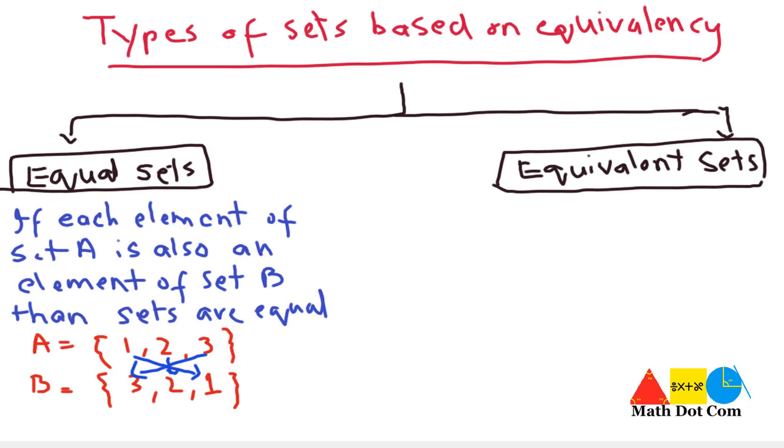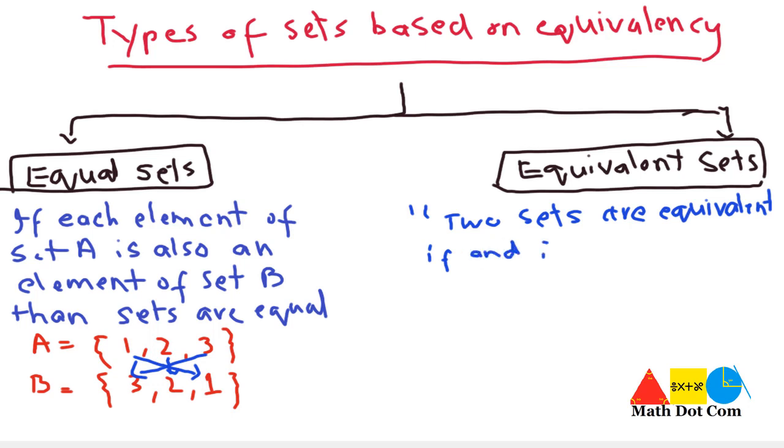Now let's see what the equivalent sets are. Equivalent sets are stated as: two sets are equivalent if and only if 1 to 1 correspondence exists.